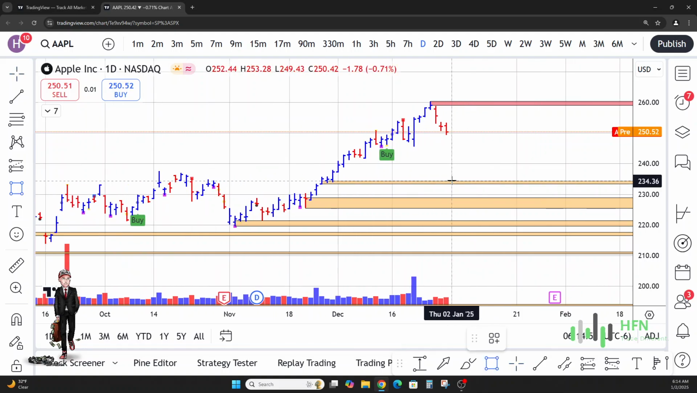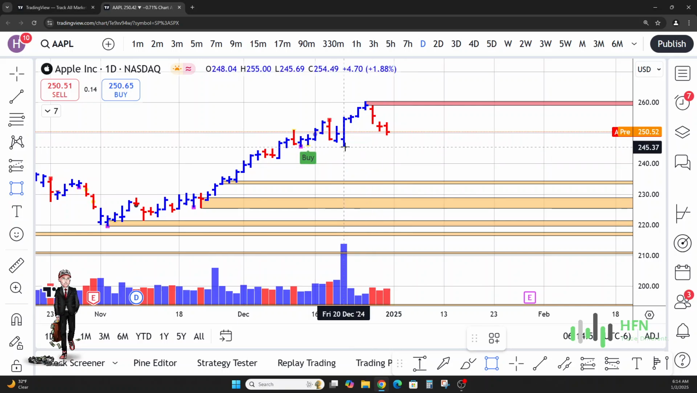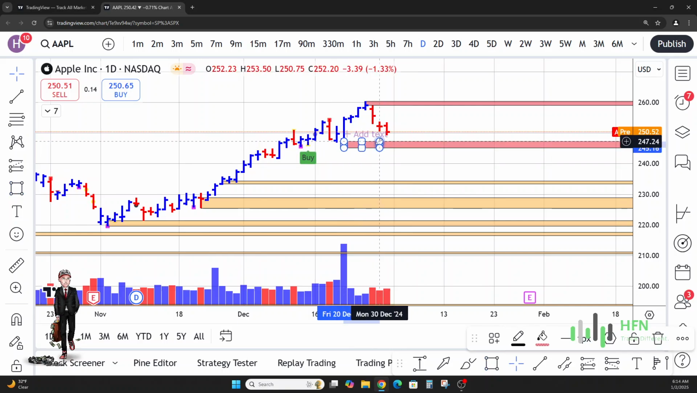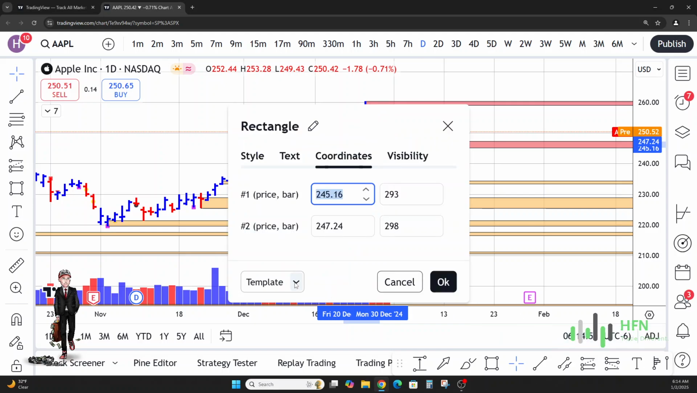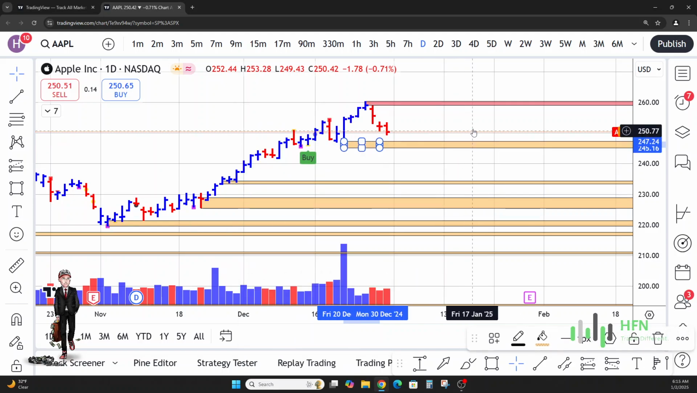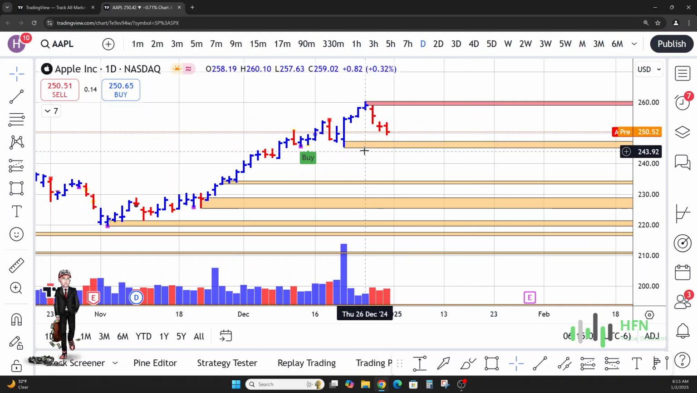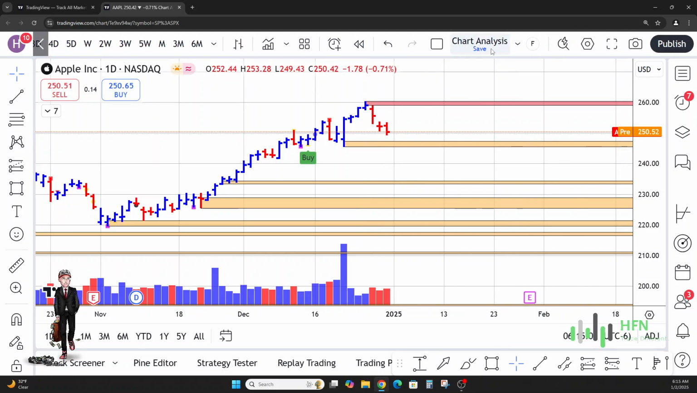Next area we're going to create for a pocket of buying is right here. Okay. So we got the lanes marked. We know where the buyers are. We know where the sellers are.